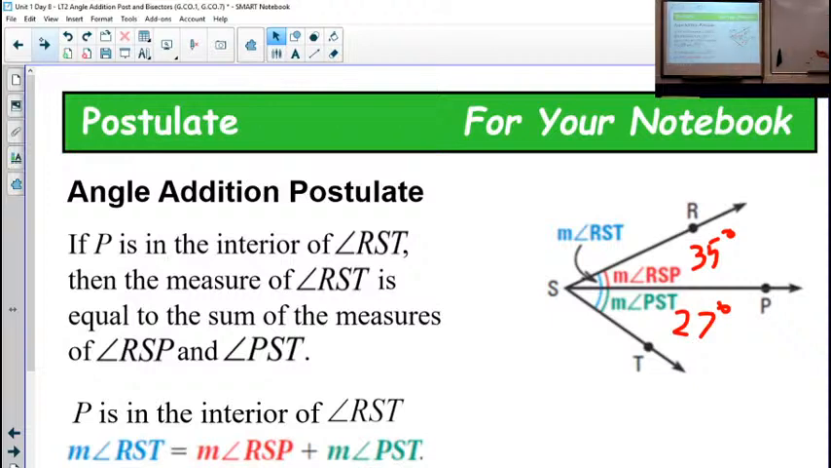Well, now we have the angle addition postulate. And guess what it's going to say? It's going to say if I take an angle and divide it into pieces, I can add the pieces together to get the whole thing. Basically the same thing.